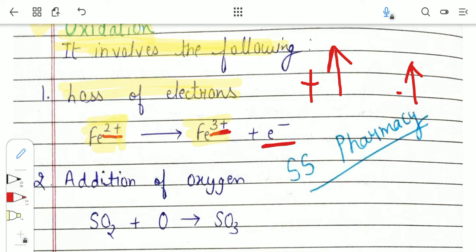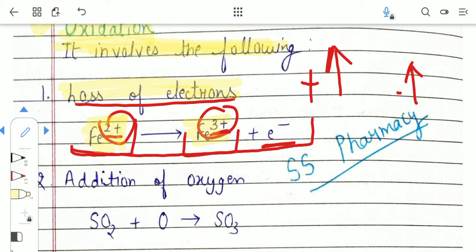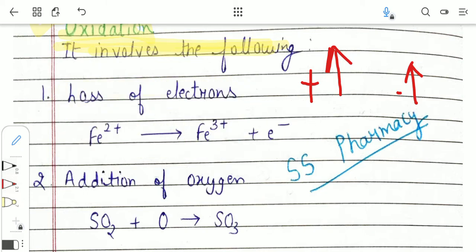If it is difficult for you to remember what is happening in loss of electron and gain of electron, there is only one thing you need to know: in oxidation there will always be an increase in the positive charge, and in reduction there will be an increase in the negative charge. Here you can see that the charge was +2 and here the charge is +3. The positive charge has increased, so in this reaction oxidation is going on. I hope this is clear to you. This is just a very easy way to remember whether oxidation or reduction is going on.